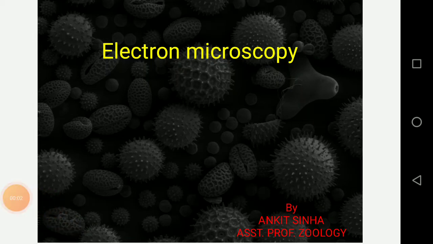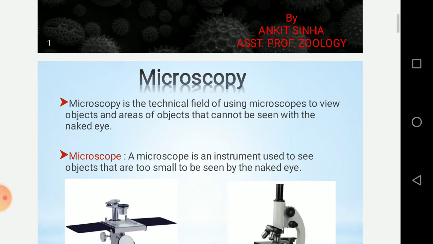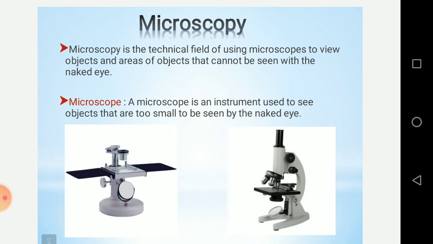Hello everyone. In the previous lecture, we saw the general introduction about electron microscopy. We saw what electron microscopy is and what the different types of microscope are. In that, we saw different types of microscope like dissection microscope, scanning microscope, compound microscope, and other types.